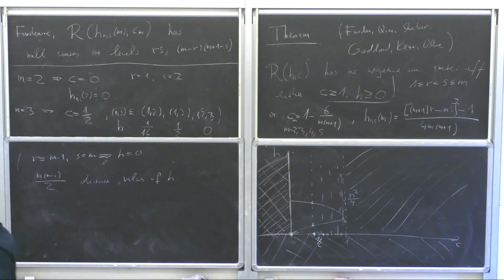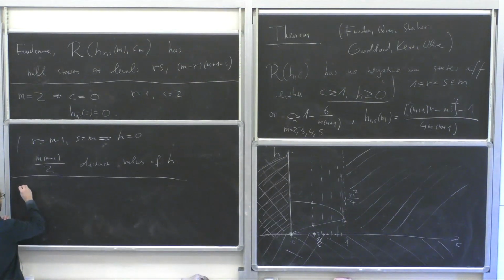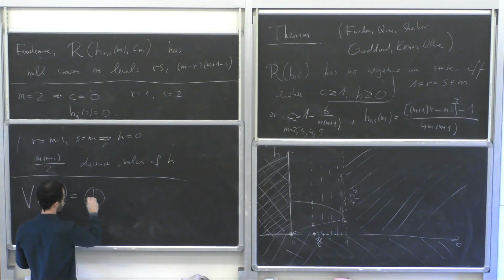Okay, but this is not yet conformal field theory. This is just representation theory of a single Virasoro algebra. So what is a conformal field theory? Well, firstly, the conformal field theory is a Hilbert space, which is a direct sum of representations. So it's this.